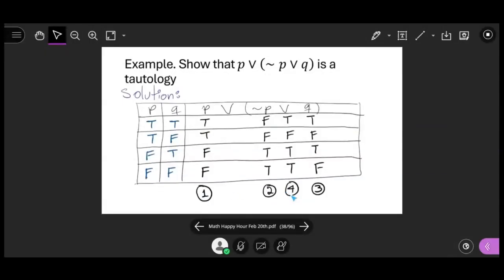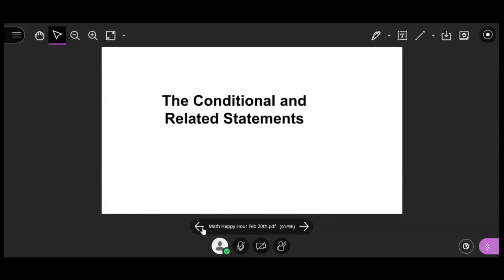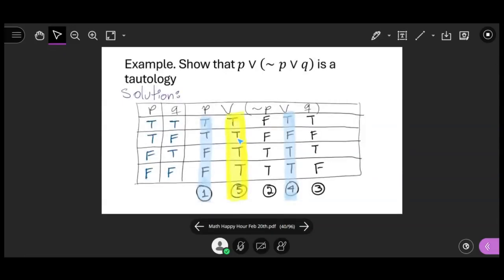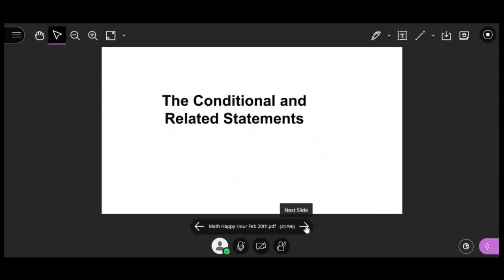Now we're going to use columns 1 and 4 to get the final disjunction. True and true is true. True and false is true. False and true is true. False and true is true. If you notice here, we have all trues. That's going to make this a tautology.